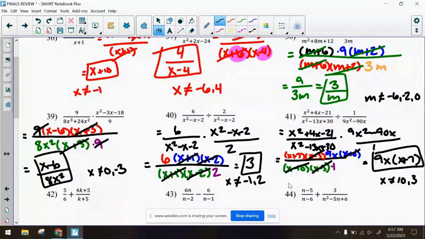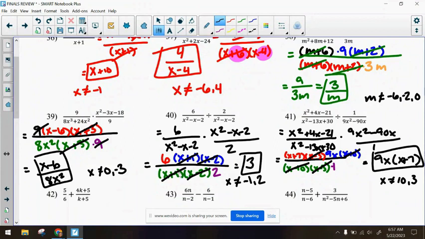So here's the work for 39 and 41. For number 39, our answer was x minus 6 over 8x squared with two restrictions of 0 and -3. On number 41, it was division. So again, I had to flip and multiply. I did all of my factoring, and my answer was 9x times x plus 7. Notice that I did have a 1 left over in the denominator, but dividing by 1 doesn't change what we have.